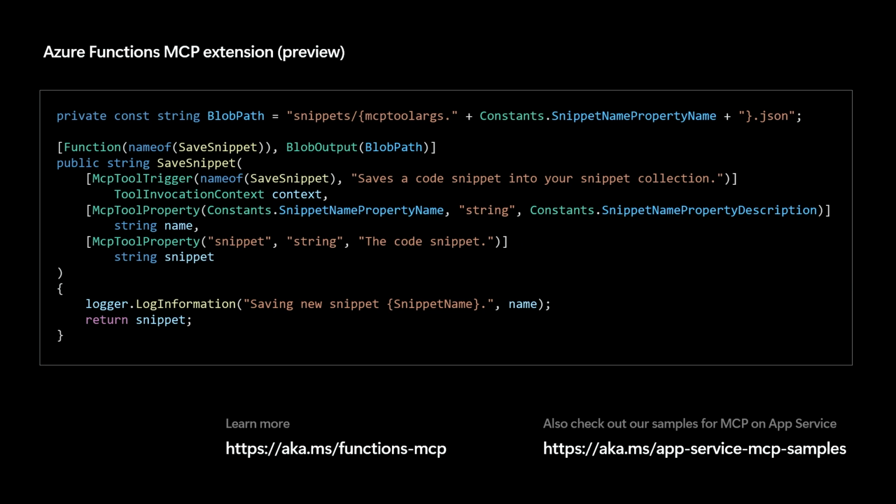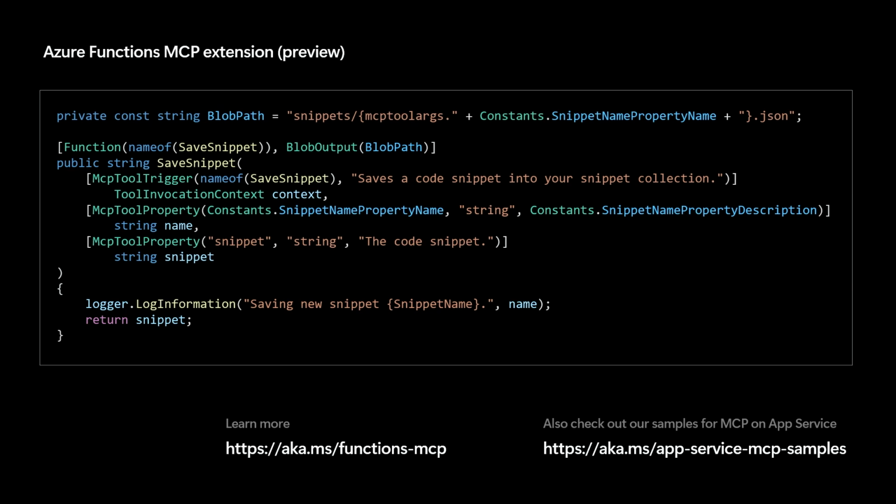In functions, we have another trigger. So we looked at a blob trigger earlier. Now we have an MCP tool trigger. You do not need to know the details of the protocol in order to get started. But there are a couple things you should know. The way we define things in MCP is it's natural language.